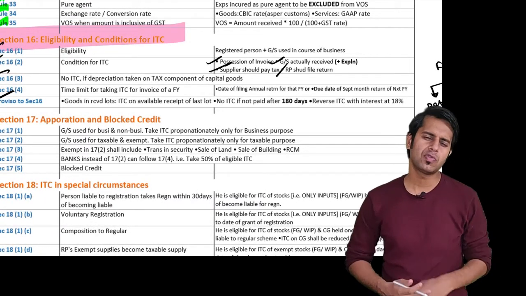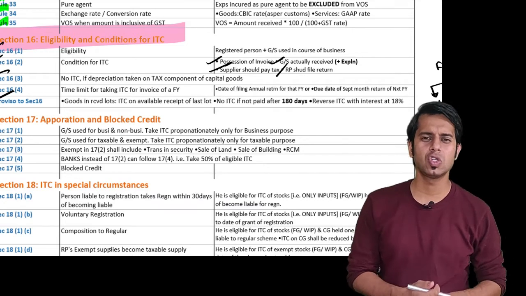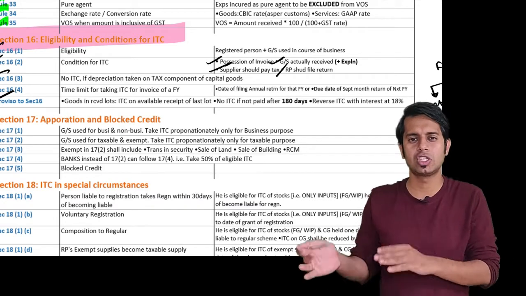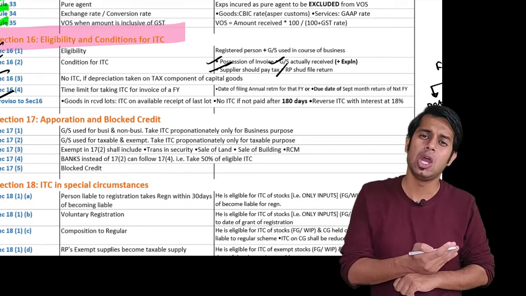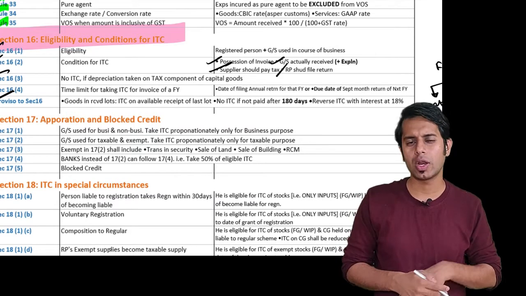Then there is a proviso for section 16. The proviso says if the goods are received in lots or installments, then the input tax credit can be taken only once you receive the last lot or installment.